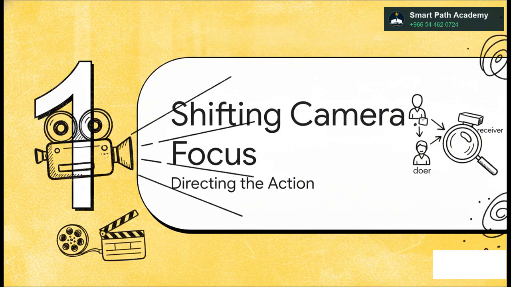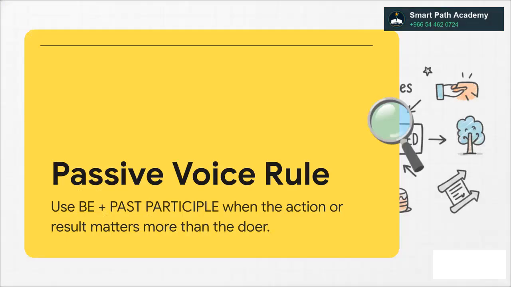Section 1. Shifting the camera focus. To really master the passive voice, you want to hold on to that movie director idea. Pointing a camera directly at the receiver of an action, rather than the doer, well, that's exactly what our core rule does. We use this when the action itself, or the result of that action, is just plain more important than knowing who actually did it.